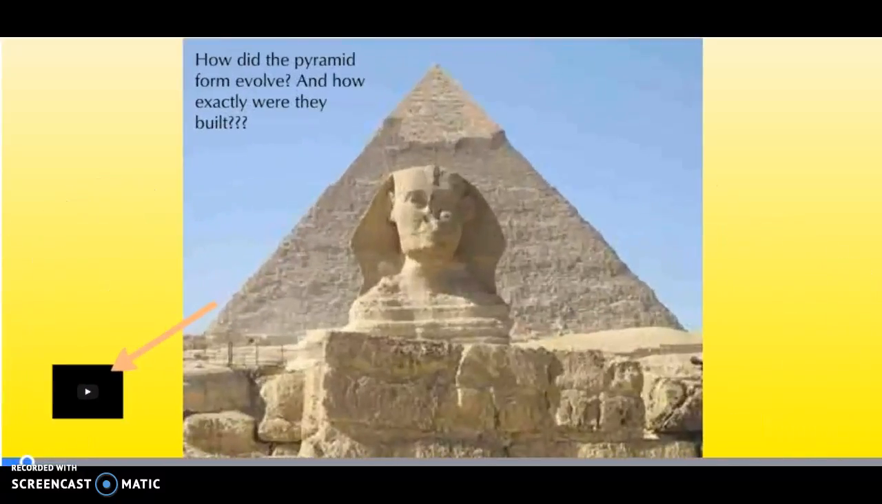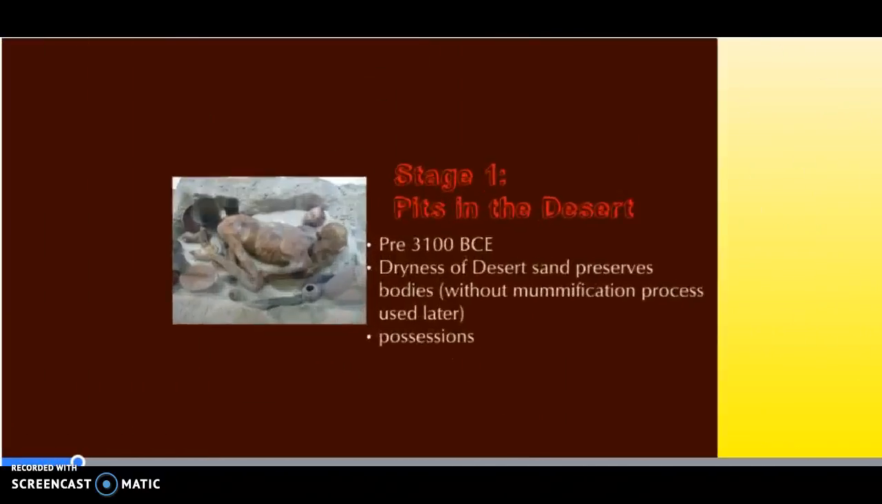So, in terms of pyramid evolution, the question we're going to be looking at is how did the pyramid form evolve and how exactly were they built? And this is really a question that you guys are going to be looking at on your own when you look at some different pyramid theories.